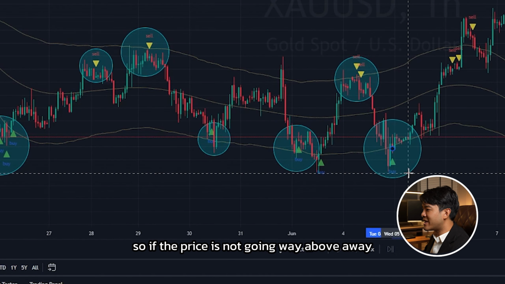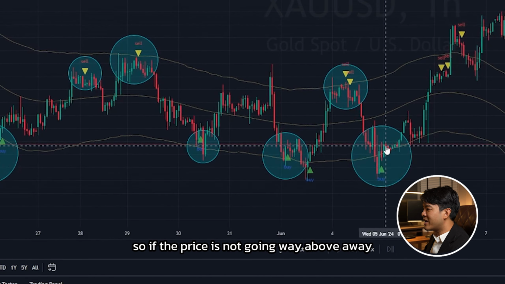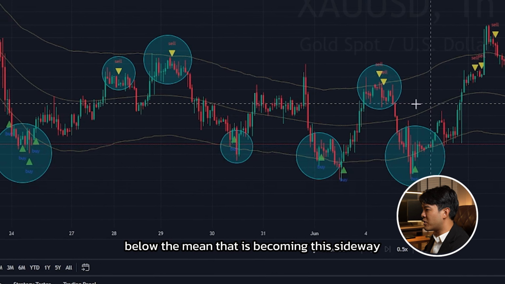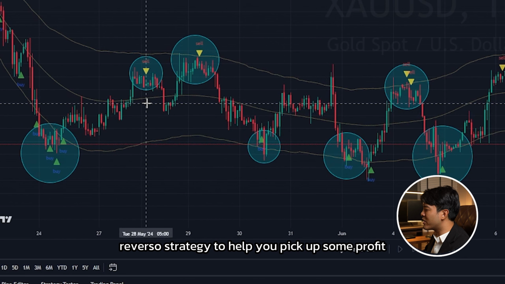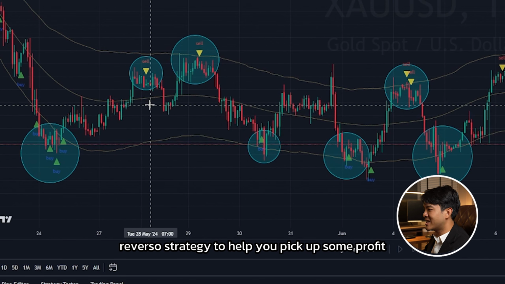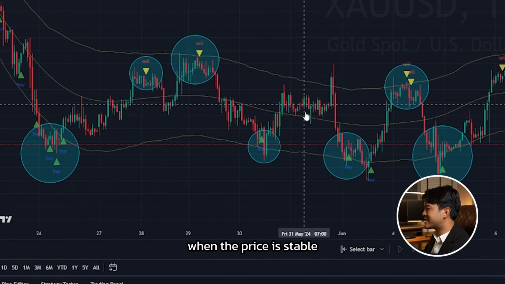So if the price is not going way above or way below the mean and is moving sideways, we can use this mean reversal strategy to help you pick up some profit when the price is stable.